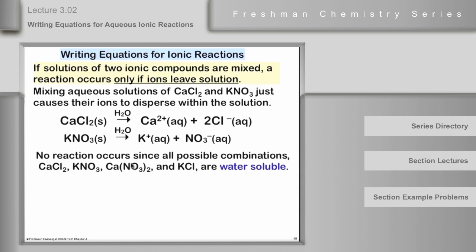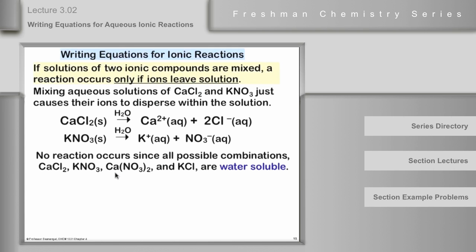So there are 4 possible combinations. Now, you can't make a plus-plus combination. It has to be a plus-minus. So we have 4 combinations, and they're all water-soluble. Okay? They are all water-soluble, and therefore no reaction occurs. Okay, got that clear in your mind?